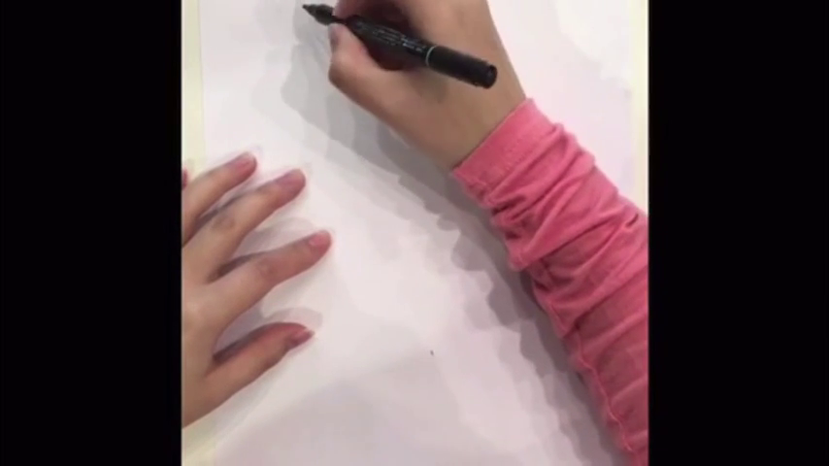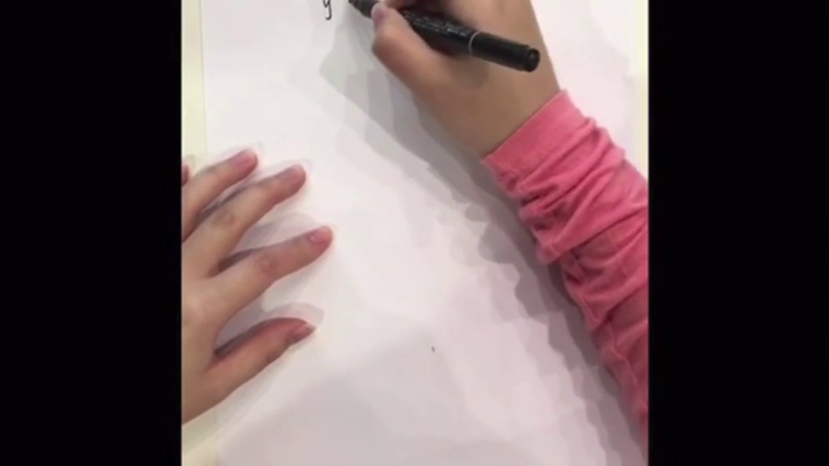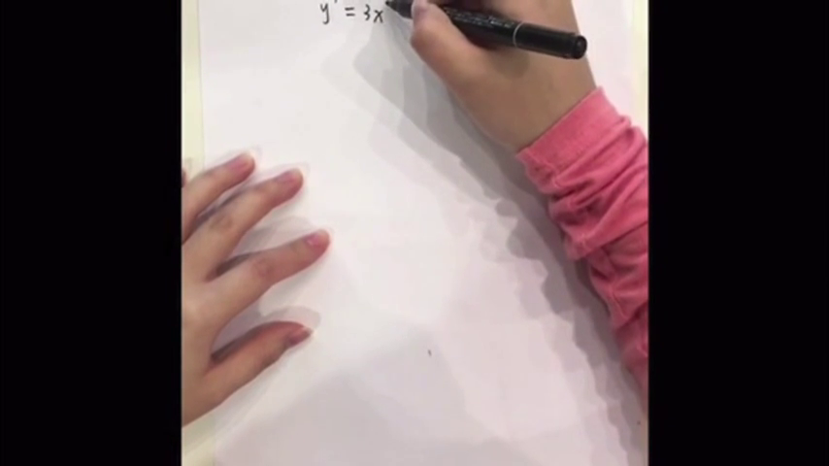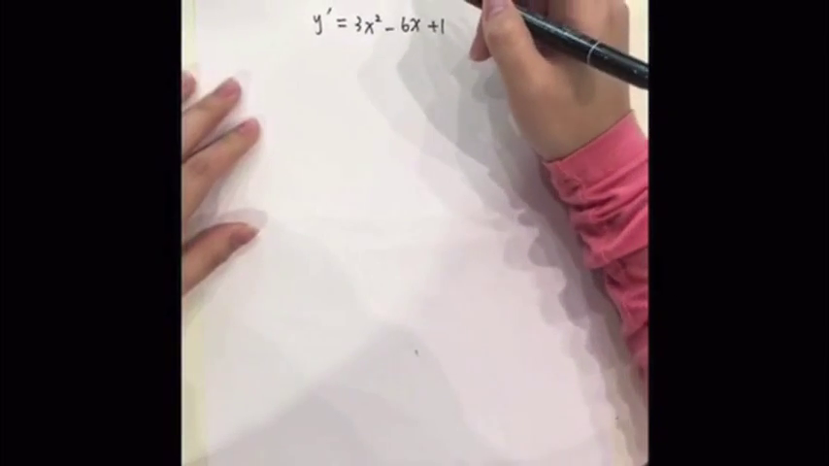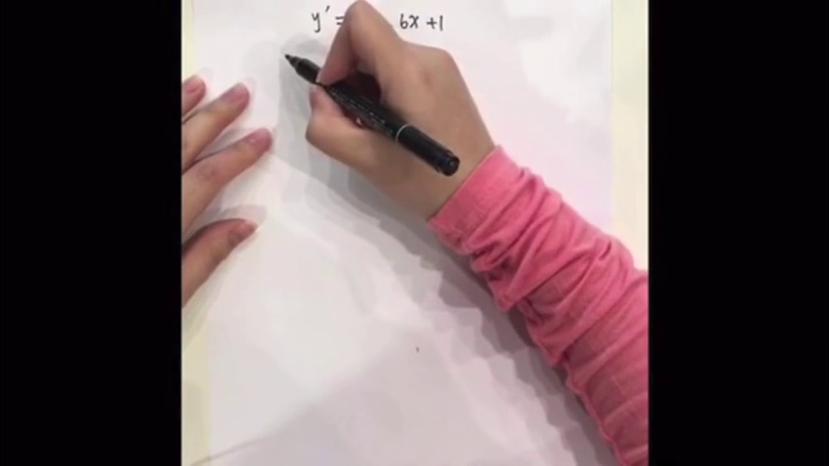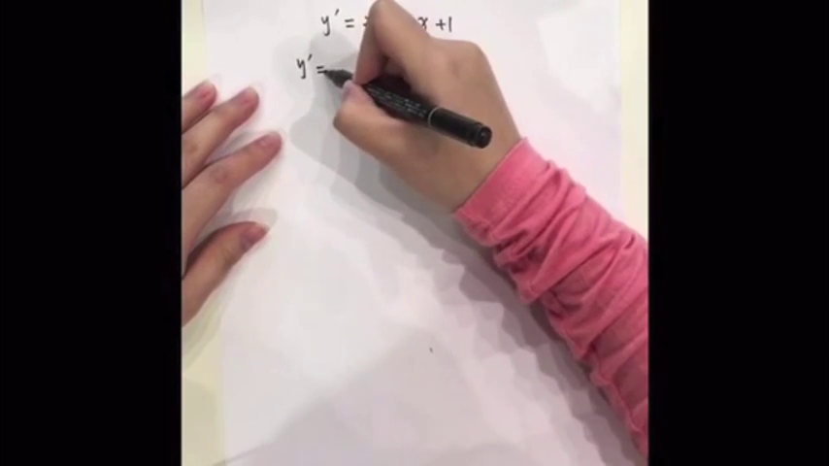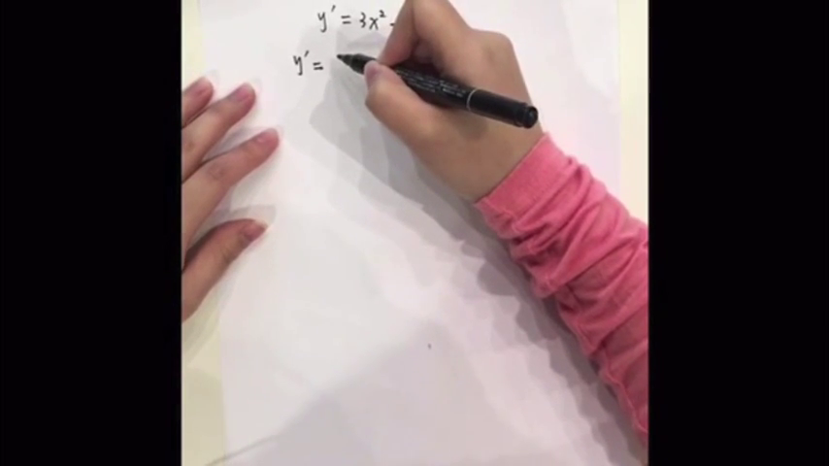Find the equation of the tangent line to the graph of y equals x cubed minus 3x squared plus x at the point (2, -2). First of all, find the derivative of the equation. You get y dash equals 3x squared minus 6x plus 1. Then substitute x equals 2 into y dash equals 3x squared minus 6x plus 1.